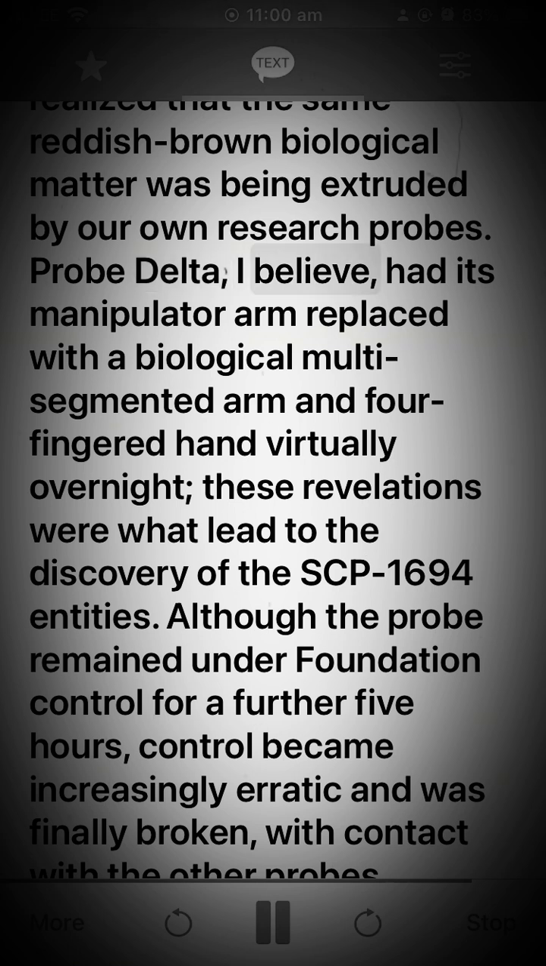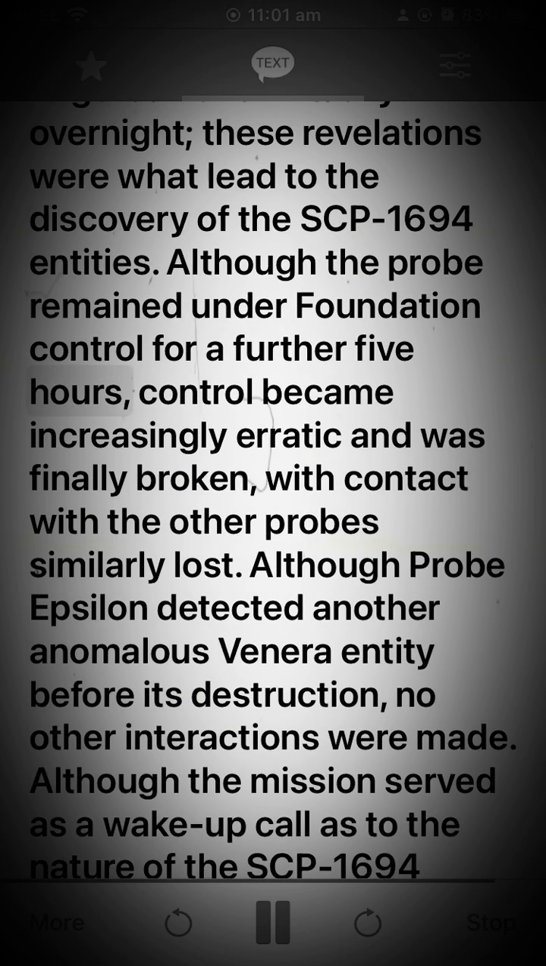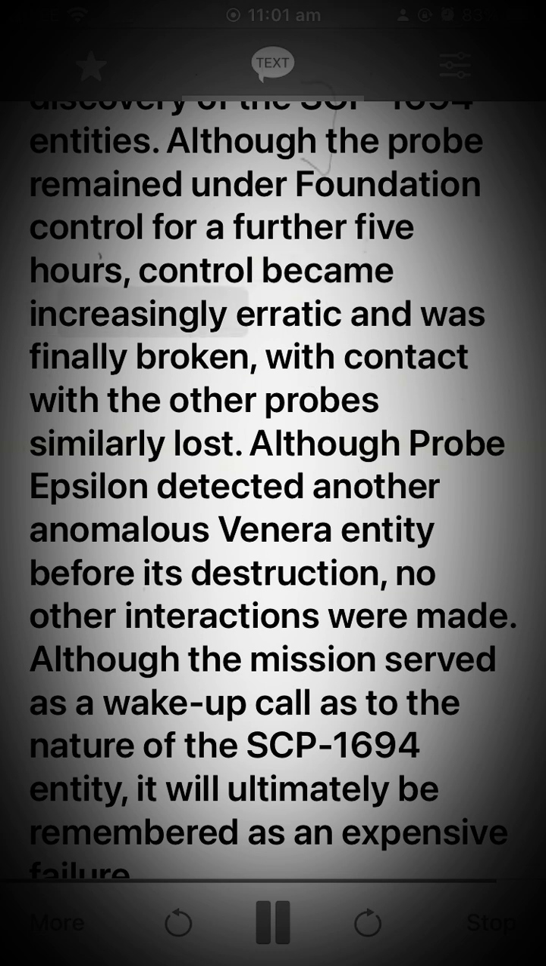Probe Delta, I believe, had its manipulator arm replaced with a biological multi-segmented arm and 4-fingered hand virtually overnight. These revelations were what led to the discovery of the SCP-1694 entities. Although the probe remained under Foundation control for a further 5 hours, control became increasingly erratic and was finally broken, with contact with the other probes similarly lost. Although Probe Epsilon detected another anomalous Venera entity before its destruction, no other interactions were made.